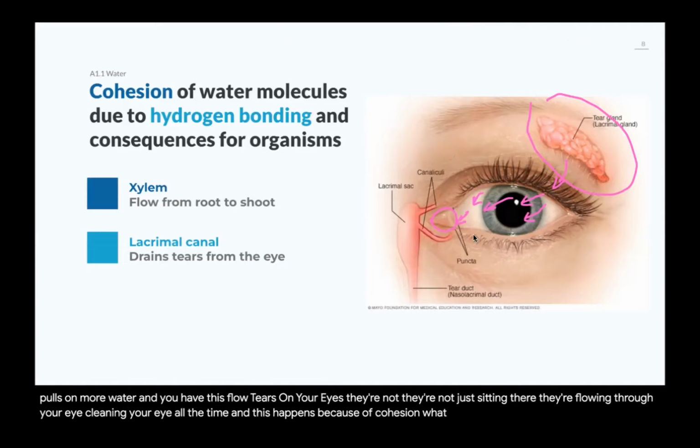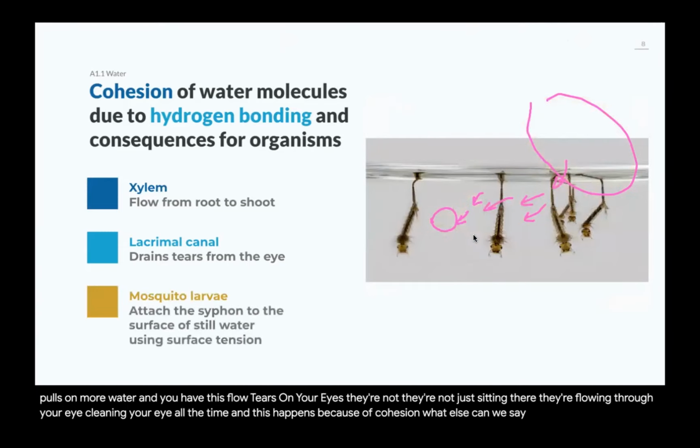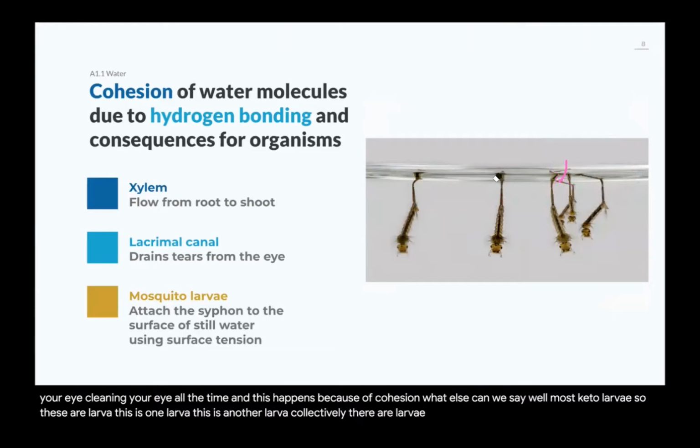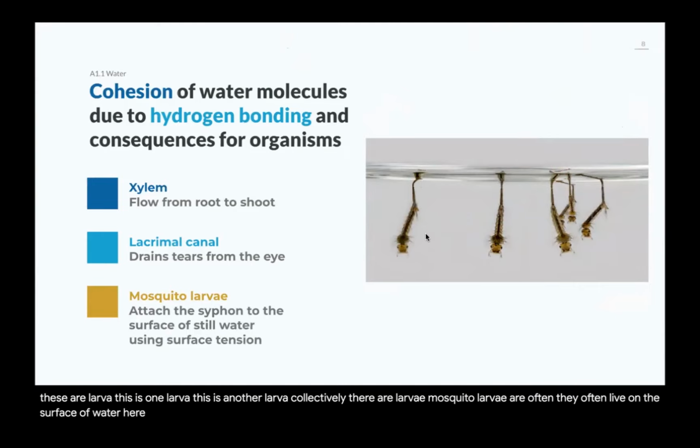What else can we say? Well, mosquito larvae. So these are larvae. This is one larva, this is another larva. Collectively, they are larvae. Mosquito larvae often live on the surface of water, under the surface, but they have these ducts that allow them to breathe, and they're kind of anchored by these siphons here due to surface tension.